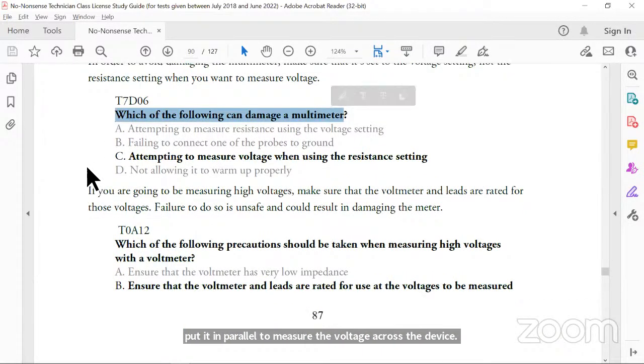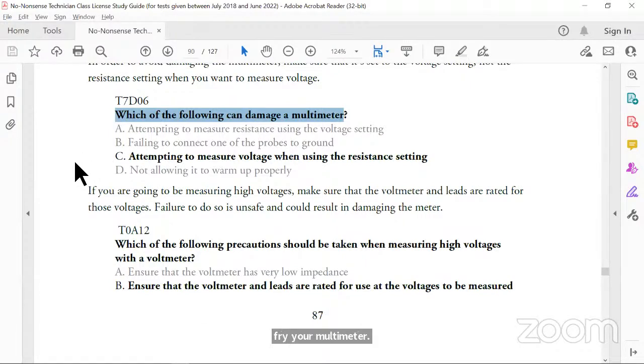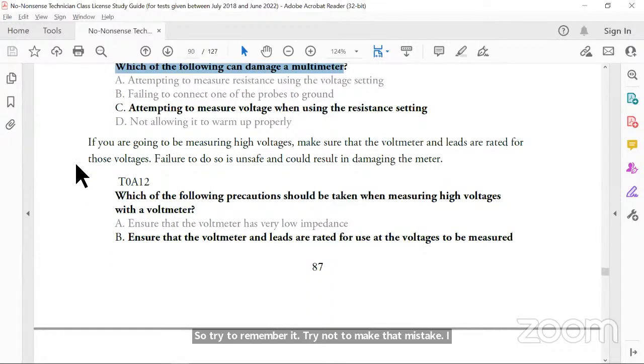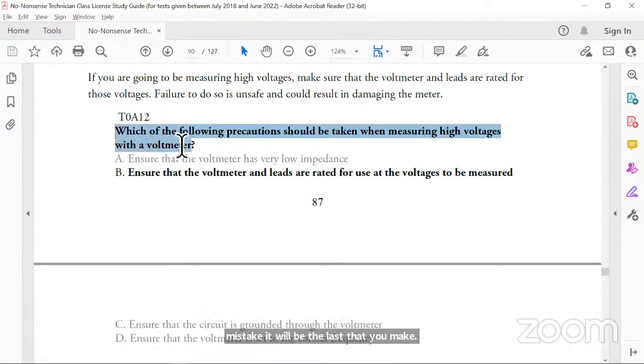Next question, which of the following can damage a multimeter? Well, if you attempt to measure voltage when using the resistance setting, that can pretty much fry your multimeter. So try to remember it. Try not to make that mistake. I can assure you, the first time you make that mistake, it will be the last that you make. You remember that forever, okay? You'll see, poof, a puff of smoke.